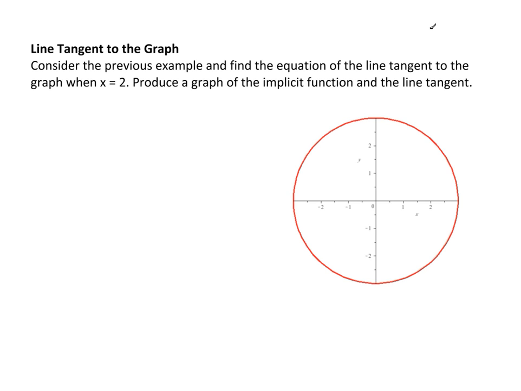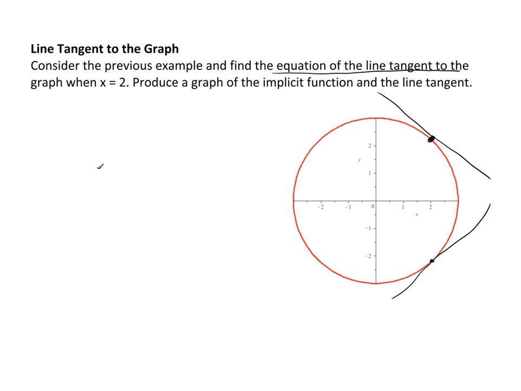So let's take a look at that previous example. What I want to do is find the equation of the line that's tangent to the graph when x equals 2. Well, right away that creates a little bit of a problem, because when x equals 2, I'm roughly here. So I'm looking at the equation of this line. But I'm also roughly here. So I'm looking at the equation of this line.